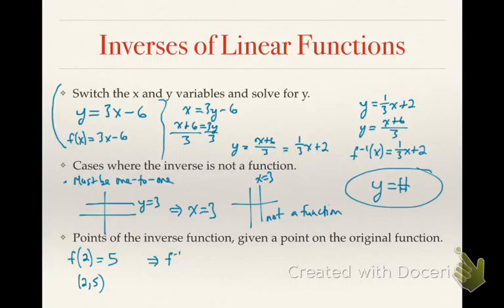So the inverse, f to the -1: the output of the original must be the input to the original. So you have to just switch it, which means that the point (5, 2) is on the inverse. You just got to switch the x and y coordinates. So if you have the point (6, -1), that means that (-1, 6) is on the inverse.